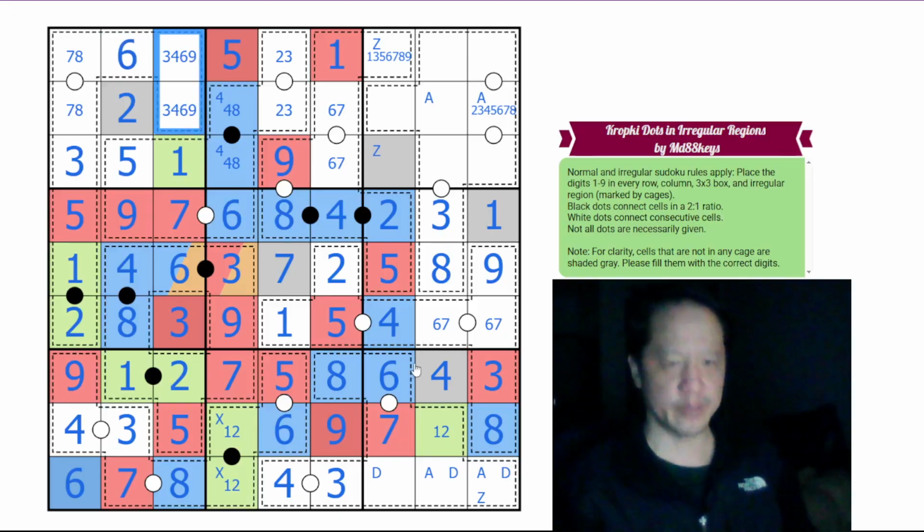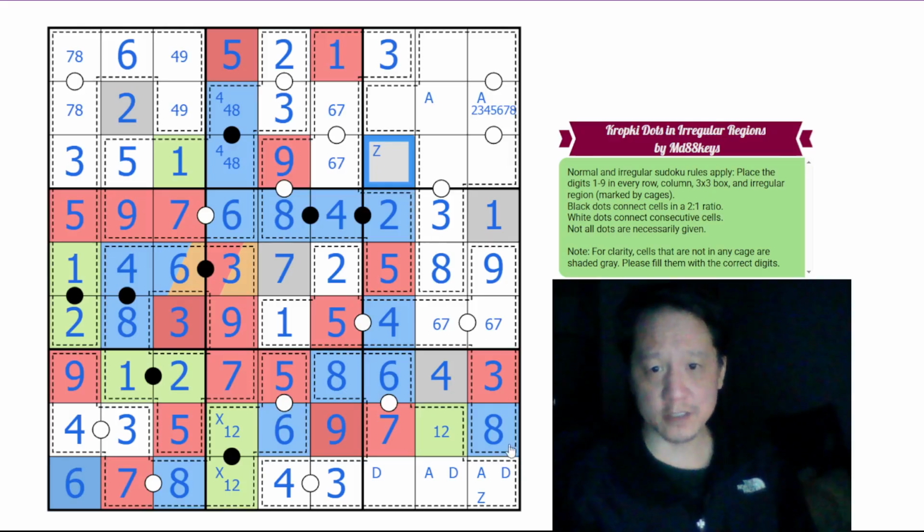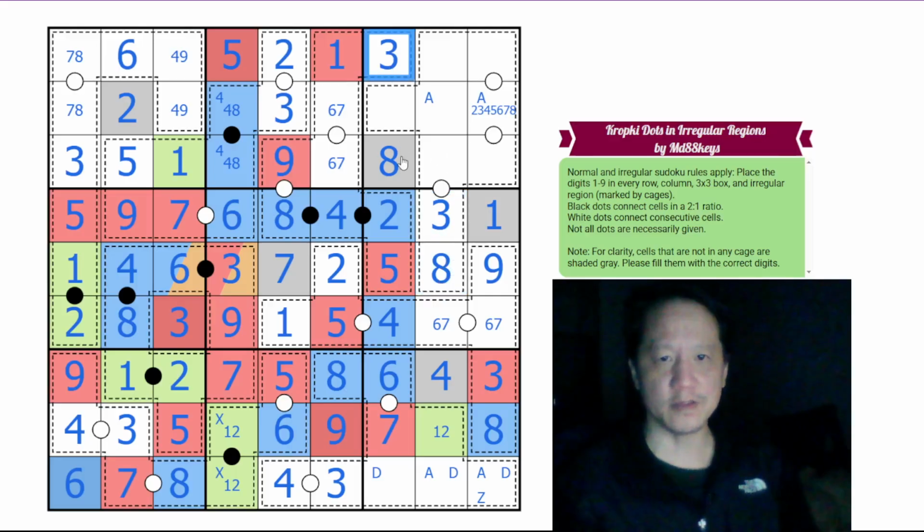This cannot be 6 or 9. Sorry, cannot be 6 or 3. So this is 4, 9 as a pair. 2 eliminates 2 here, so this is 3 and 2. Remaining digit in this cage is 3. So that's 3 there. This must be 8 because these Z's are these digits here.